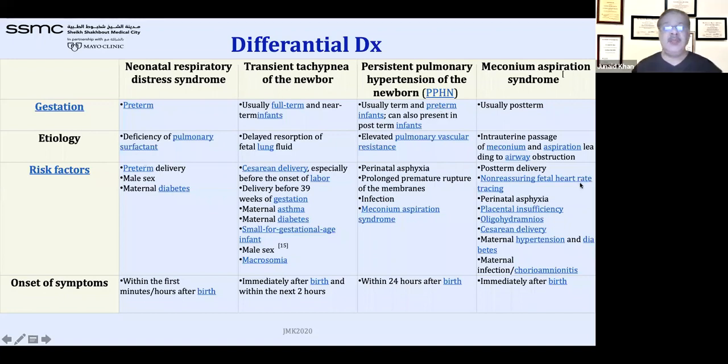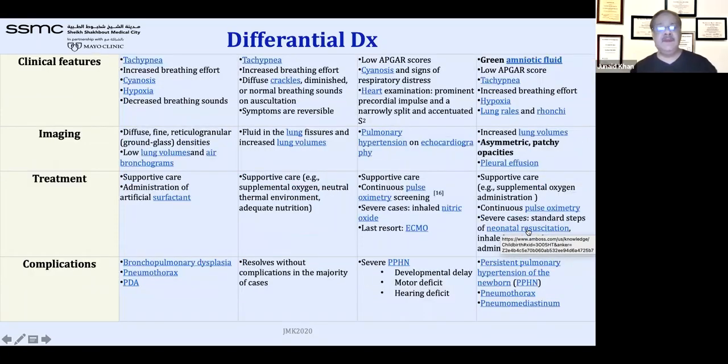Then the etiology is different, the risk factors are different, onset of the symptoms are different. I just give you the table so you should know just for your information. Then clinical features are different in different level, imaging are different. I will show you in a minute. In RDS, the treatment, of course, is totally different, and the complications are different in these things. So you can easily differentiate which kind of a disease you have.